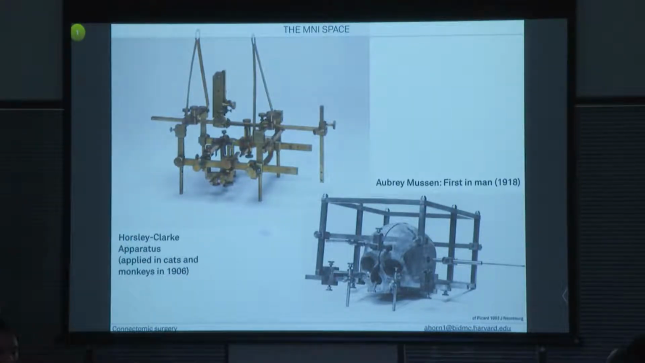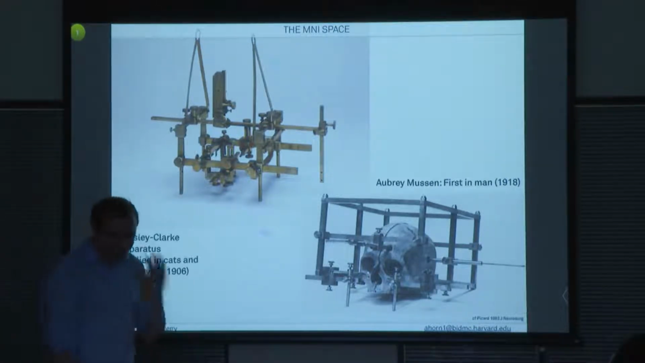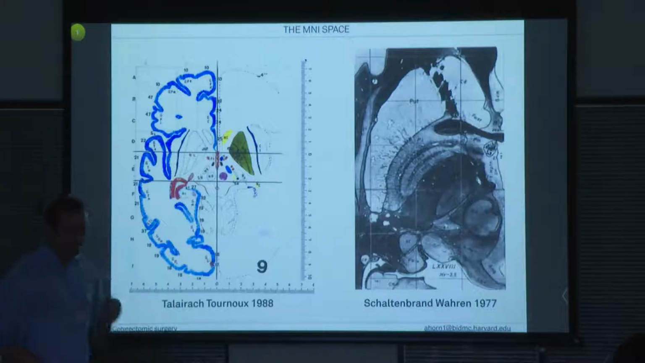And that's basically the idea that has been around for doing so since actually a long time ago, 1906, first time in cats and monkeys with the Horsley-Clark apparatus, and I think first in men was 1918, and I don't think they did it in vivo in man. I'm not an expert, so maybe Frank could help us with that, but it's not so important. The idea is that we have a specified space with a 0 point, and we would know that at each specific coordinate we have a specific structure.